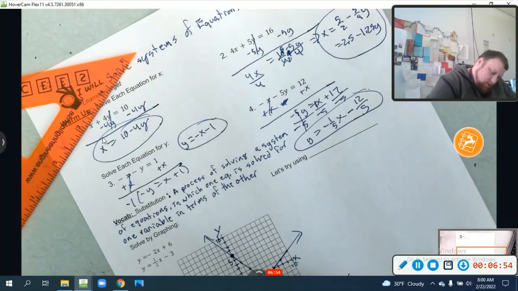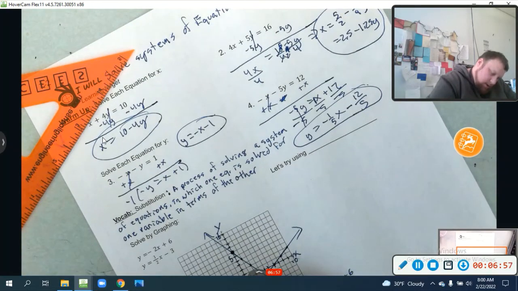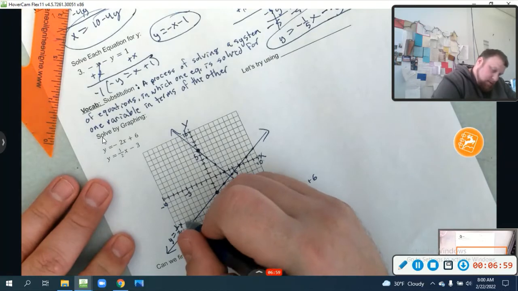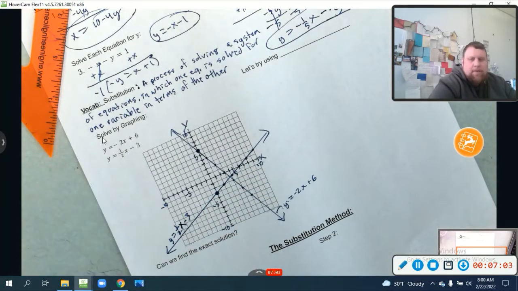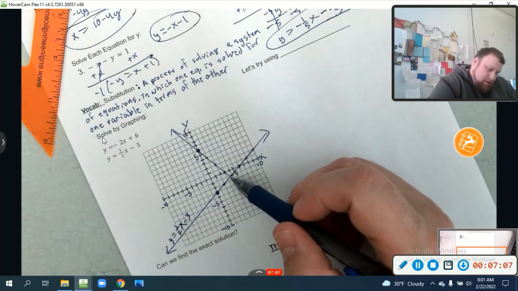This is the equation: y equals 1/2 x minus 3. See what I'm doing there? Pause it for a minute and get this graphed out. Okay, we're going to keep going. Notice they don't meet at a nice lattice point.